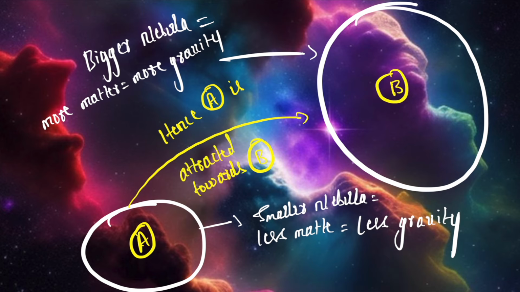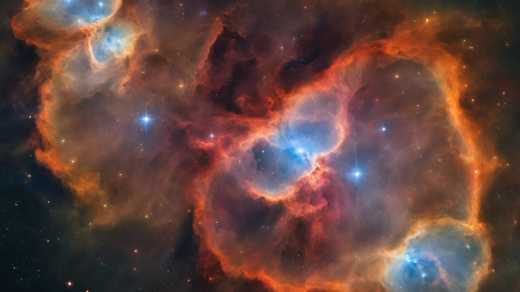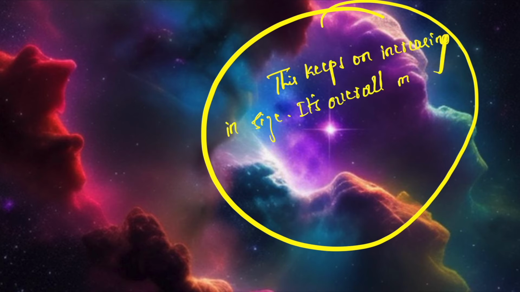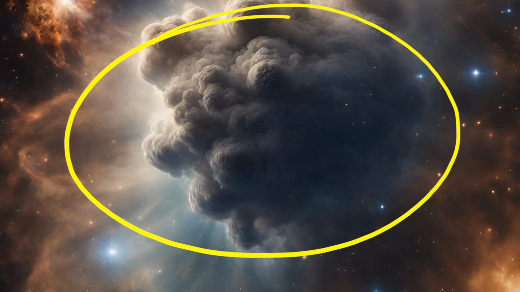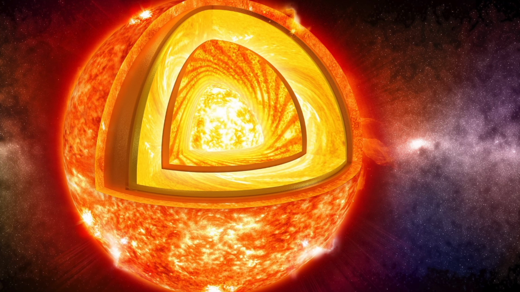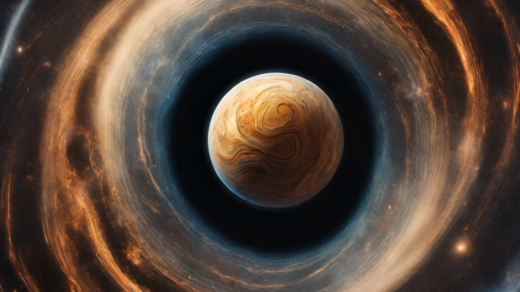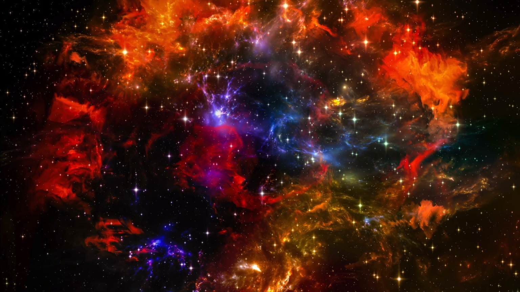Because of this, a bigger nebula attracts smaller nebulae towards it, and this process goes on for hundreds of years. After that, the nebula which was attracting smaller nebulae grows in size, and it grows to such an extent that now it is ready to create a star or a planet. Now, how do we determine which nebula becomes a star and which one becomes a planet? It depends on the size of the nebula.